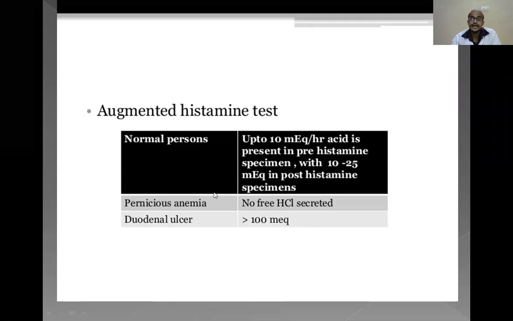For example, in pernicious anemia, no free HCl is secreted, and in duodenal ulcer, sometimes more than 100 milliequivalents can be secreted, whereas the normal is 10 milliequivalents per hour. Because duodenal ulcer is most commonly caused by excessive secretion of acid. So that's why, for determining pernicious anemia and duodenal ulcer, this augmented histamine test is very important.